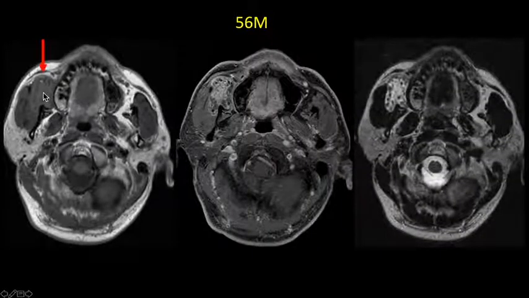Here's a patient, a different patient. You can see it's T1 intermediate. There's some patchy enhancement. Some of the areas don't enhance, and they also stay dark on T2. Those are probably phleboliths.